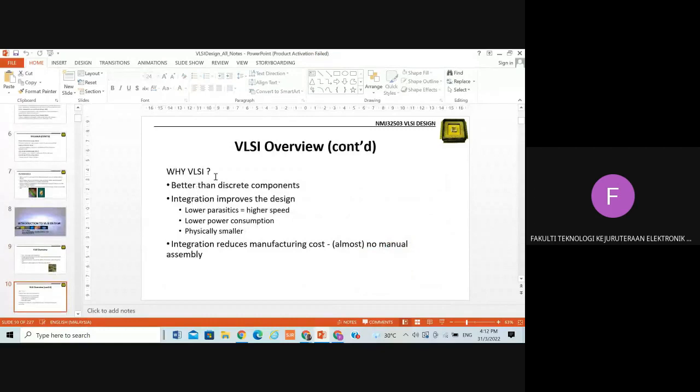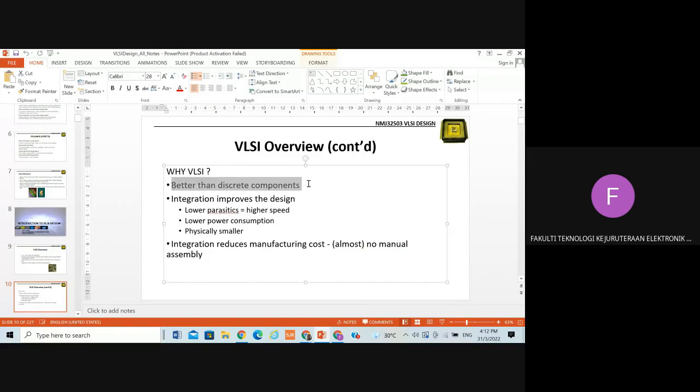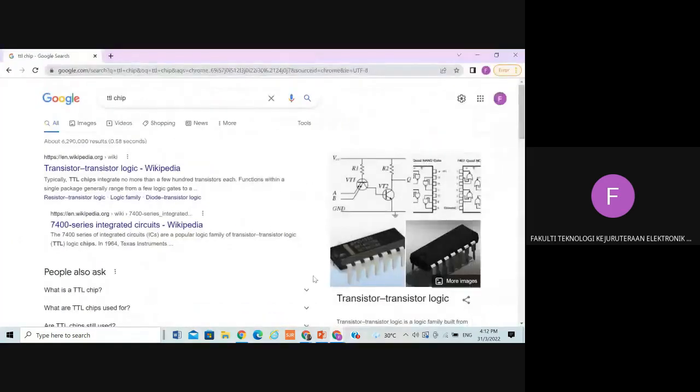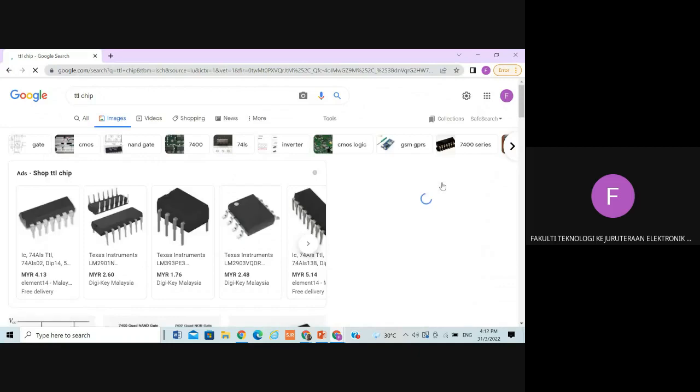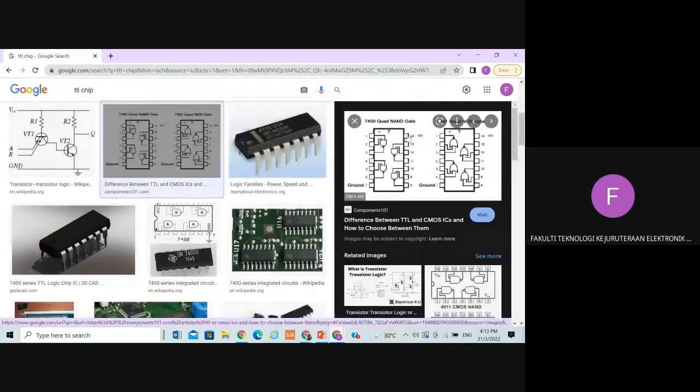So why VLSI? It is better than discrete components. I think you know the TTL chip, like maybe I can show. Everyone can see it. These are discrete chips. For an AND gate, for example, a NAND gate, sorry, you have only four in one chip. The chip is not to say very big, but big, like this one.